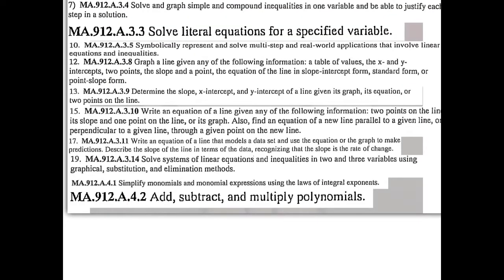More with polynomials. We're going to add, subtract, and multiply them. Let's investigate. But before we do that, how about time for your next clue? This next clue is the letter C.